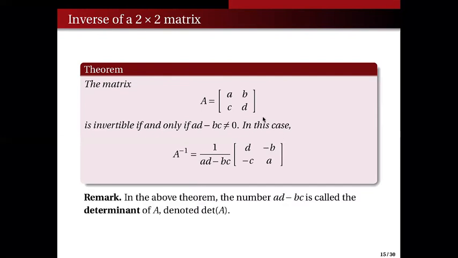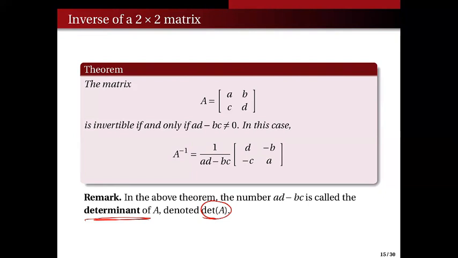Now, this number here is called the determinant of A. And we denote the determinant by det A. So, this determinant, we will discuss even further later in the course. But I am introducing it to you now, at least for this 2 by 2 matrix.